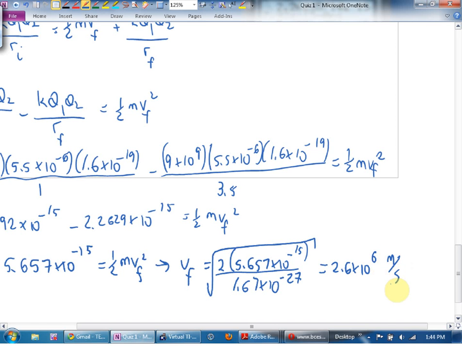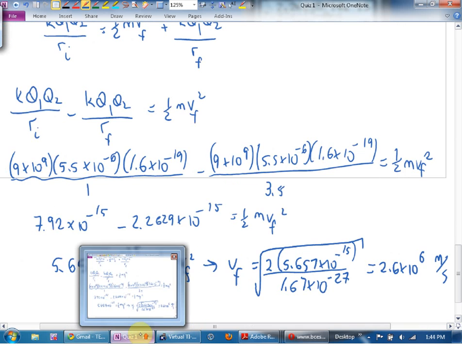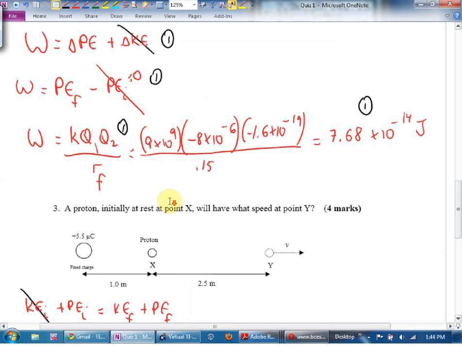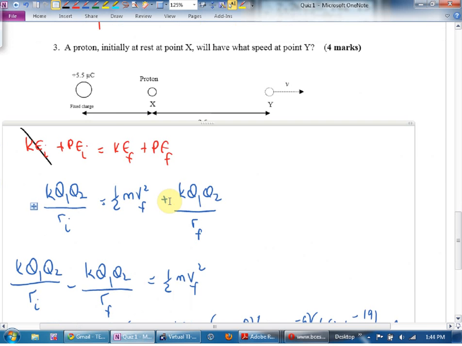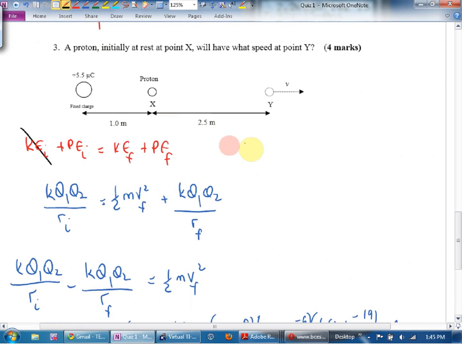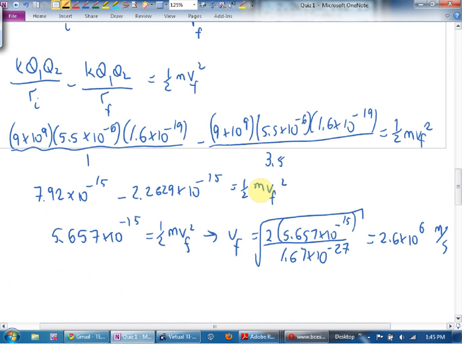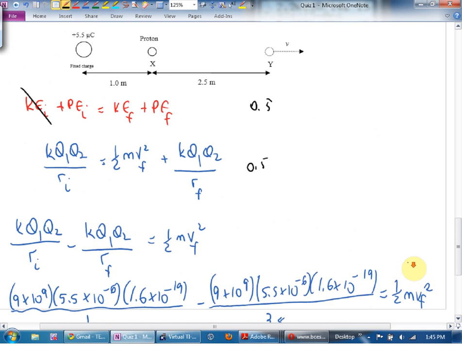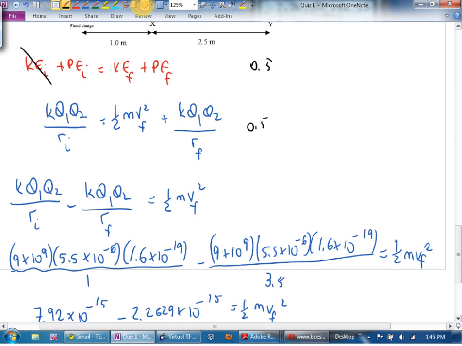How would I give out part marks there? Holy smokes. What was it worth? 4? I'd probably go something like this. Half mark for that. Half mark for that. 1 mark for that. That's up to 2. 1 mark for the answer. Oh, heck. You know what? I'd probably give out 1 mark for each of those. 1 mark for that and 1 mark for that. There's your 4.